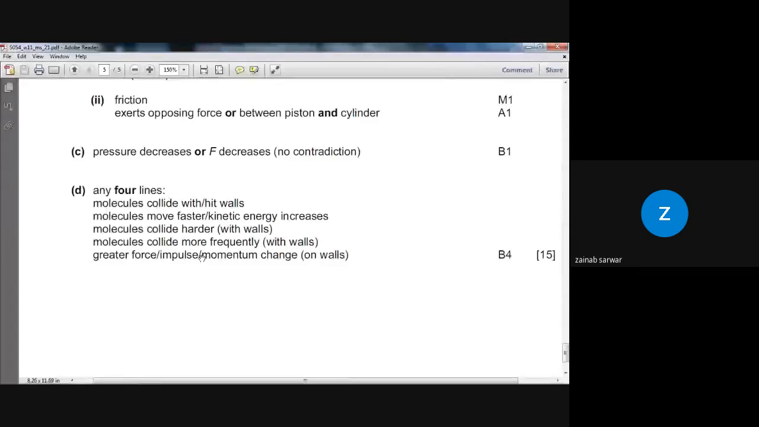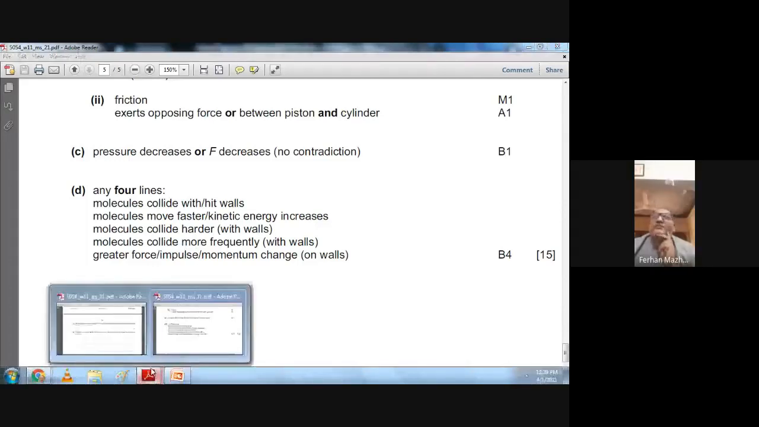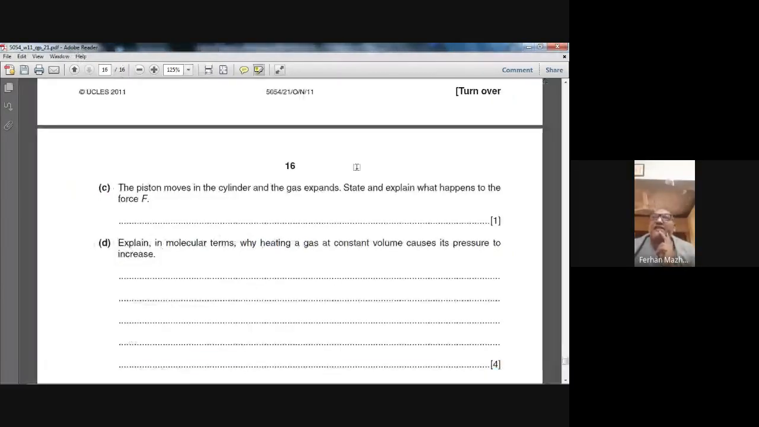Sir, can we only write that the pressure decreases? That's it. No, they are asking about the force. One thing is very important. It's a 1 mark question, but try to understand this.